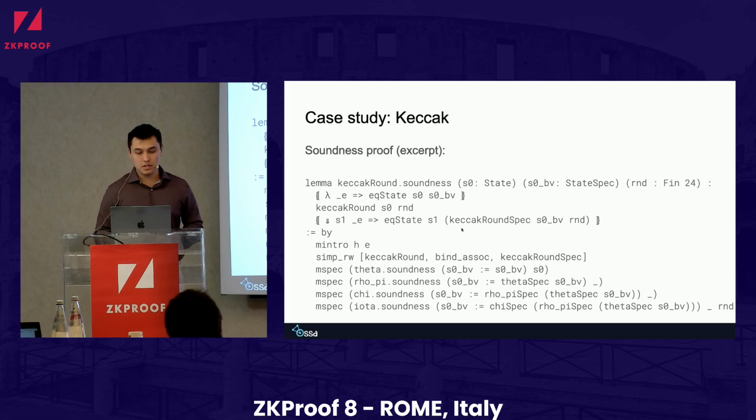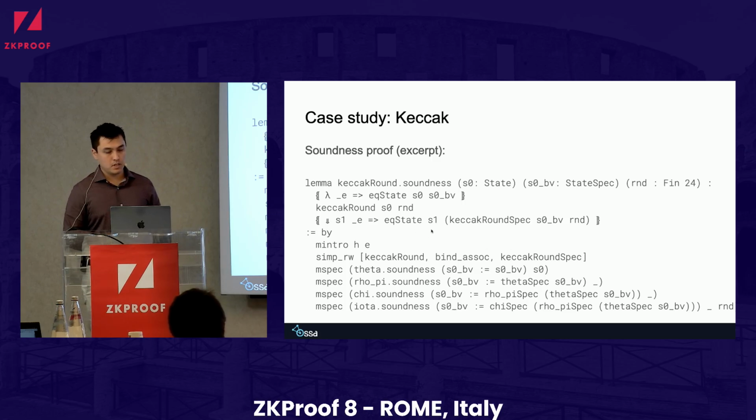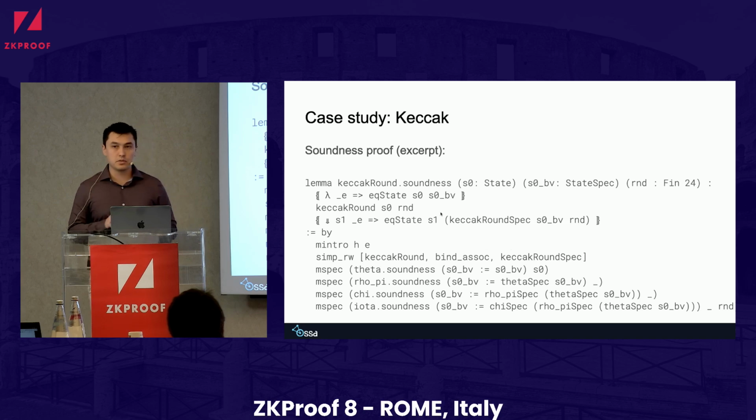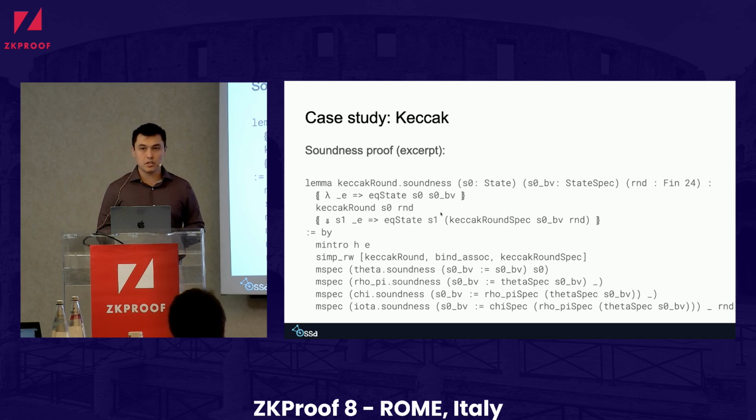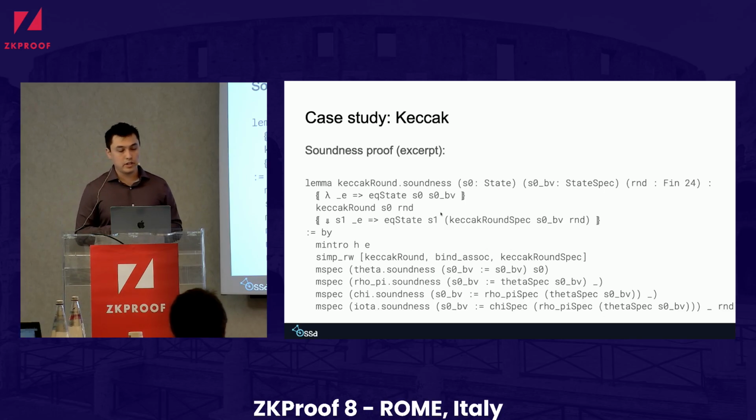And then in the postcondition here, you're saying that an evaluation of the spec of a round of Keccak, so this is over the bit vector representation, is equivalent to the output of the circuit evaluation. So this is sort of doing a simulation proof over the reference semantics and the circuit. And you can see, since we're integrating with Lean's standard do notation, this is very nice and composable.